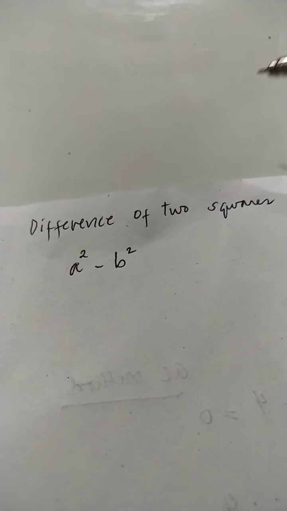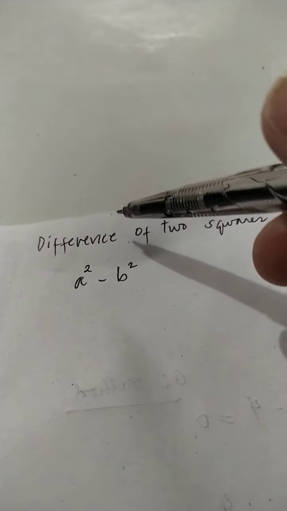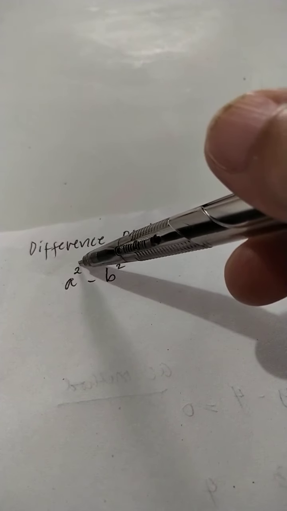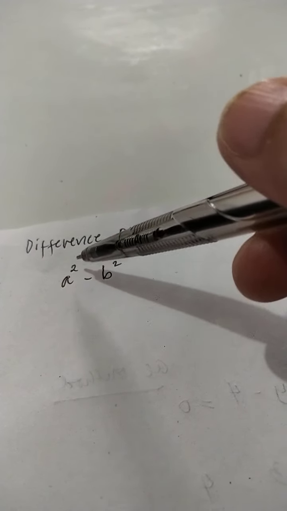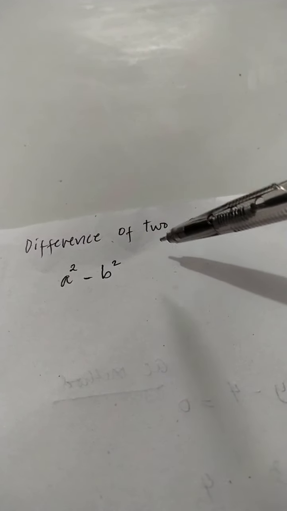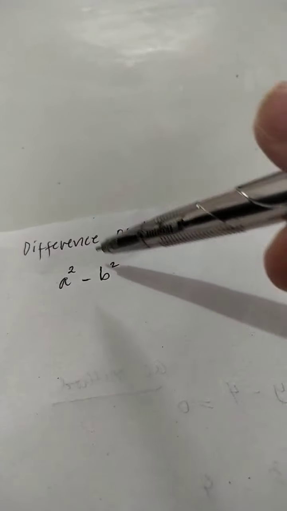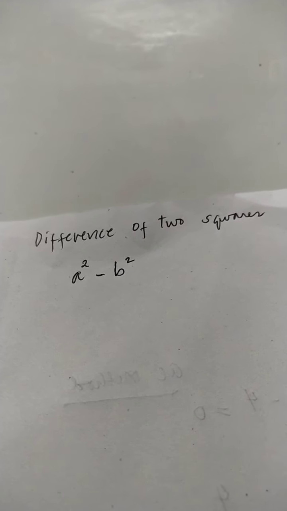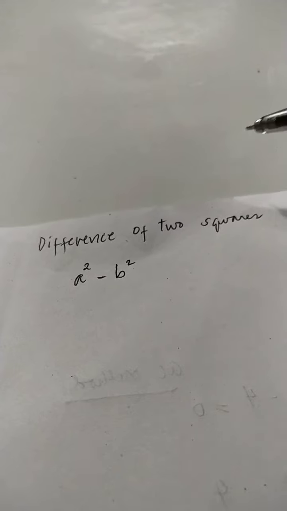Difference of two squares. This is the square of a, then the square of b, and this is minus. That is why it is called difference of two squares. Now, how to factor difference of two squares?